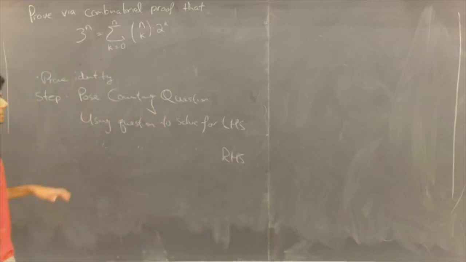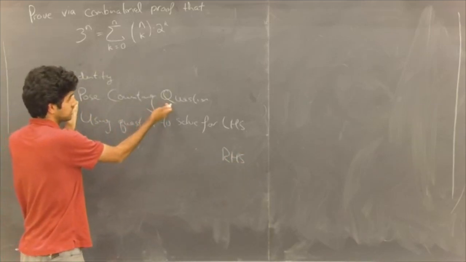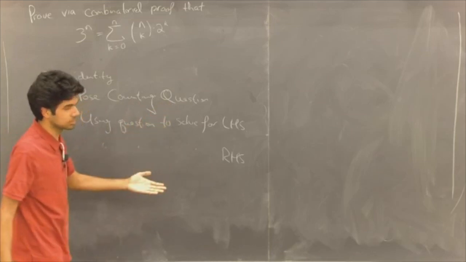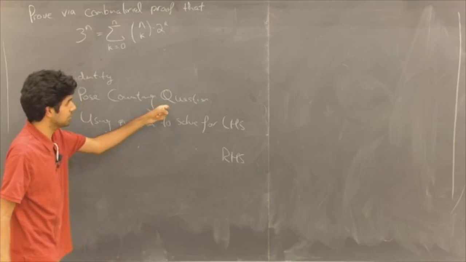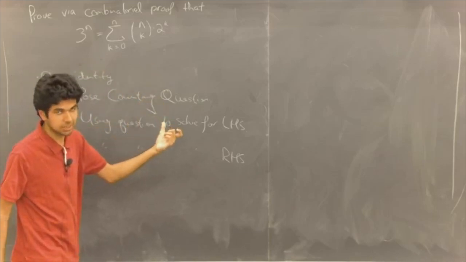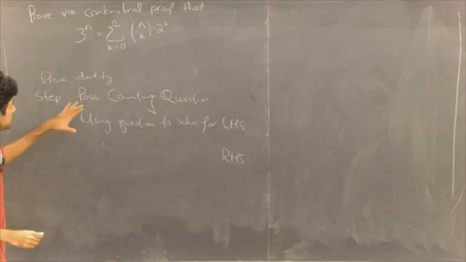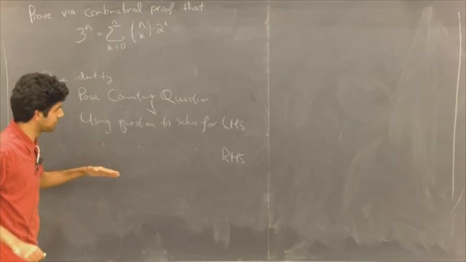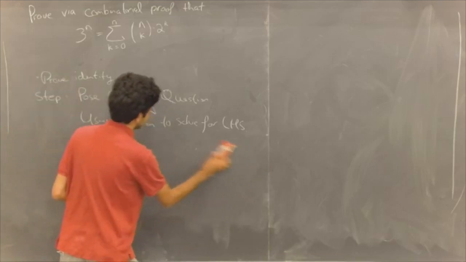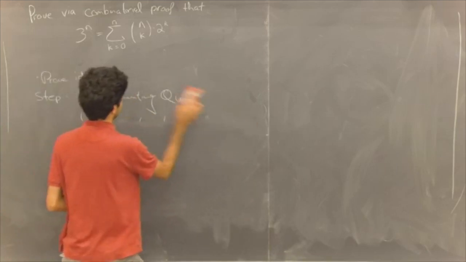And then we'll conclude, since we had the same question to start with, and we came up with 2 different looking solutions, since they answered the same counting question, they must be equal to each other. Because nothing changed within the counting question. So this is the very rough outline of what we're going to follow. So the question is, how do we develop a counting question?